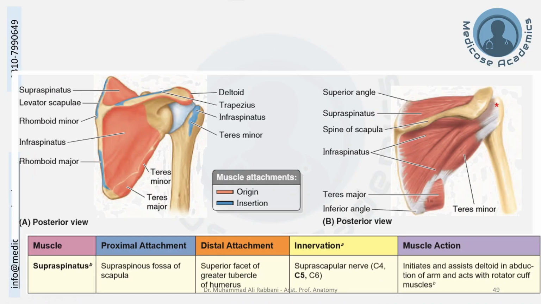Then on the back we can see supraspinatus, infraspinatus, and teres minor. Let's start with supraspinatus, originating from the supraspinous fossa, inserting into the superior aspect of the greater tubercle. As you can see, when this upper part is pulled inwards along the anteroposterior axis, the arm will go upwards. This will help in abduction of the shoulder joint.